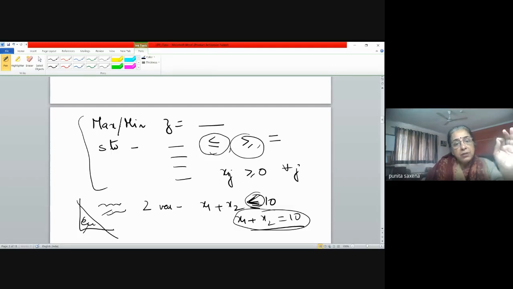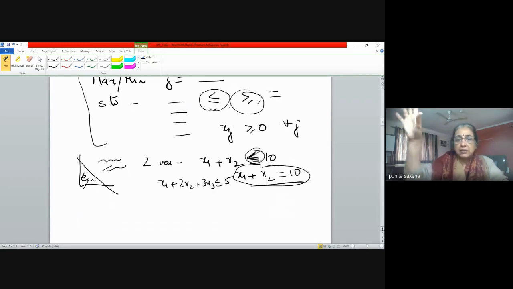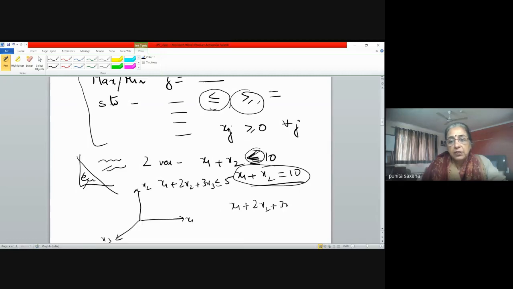Now in two variables, yes, it was a line. Now imagine in three variables what it would be. I will have constraints like x1 plus 2x2 plus 3x3 less than or equal to 5. Now I have three variables, x1, x2, x3. That means I have a three-dimensional space, so instead of the x1 and x2 plane, I have x1, x2 and x3. Now if I plot x1 plus 2x2 plus 3x3 equal to 5, what would it be in this whole three-dimensional space? What would it be?